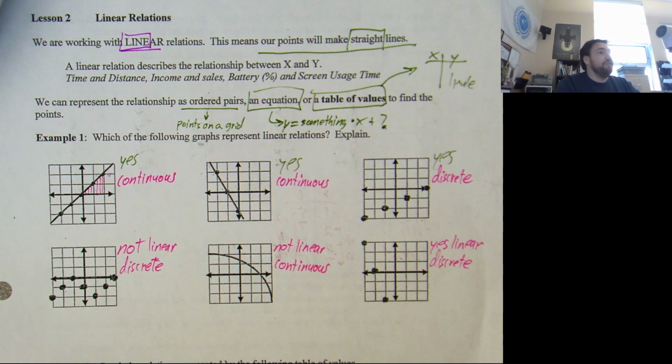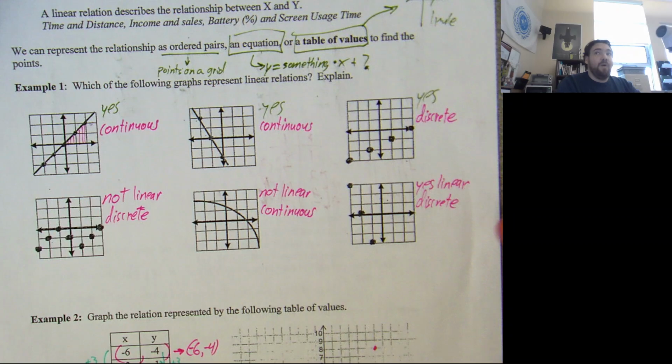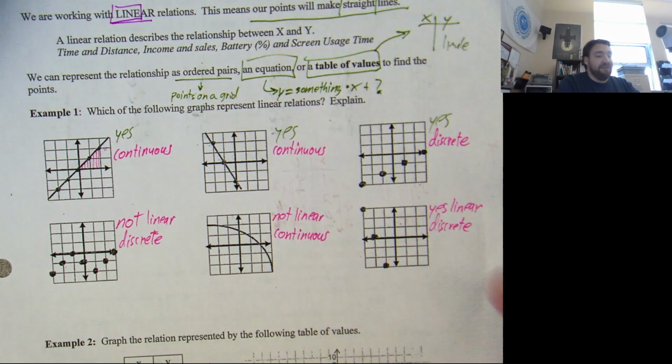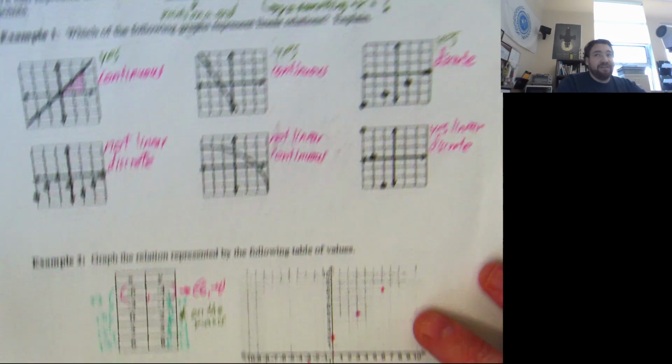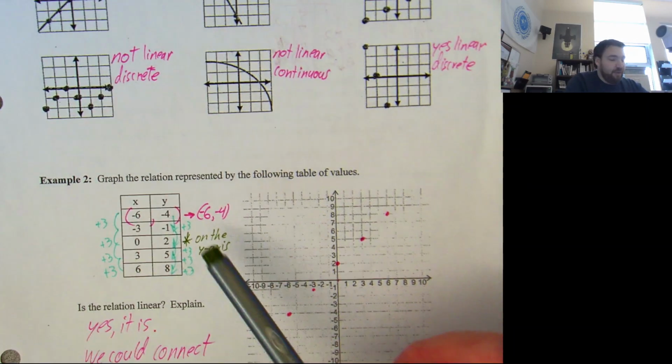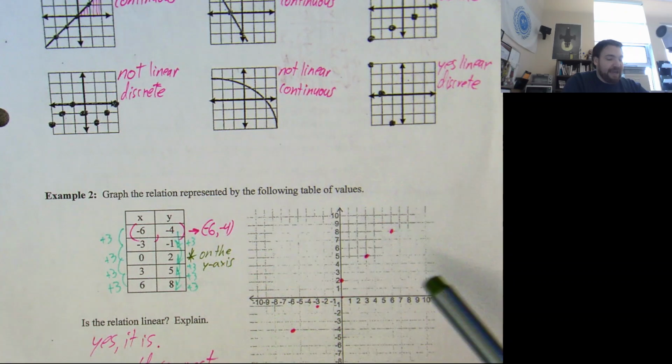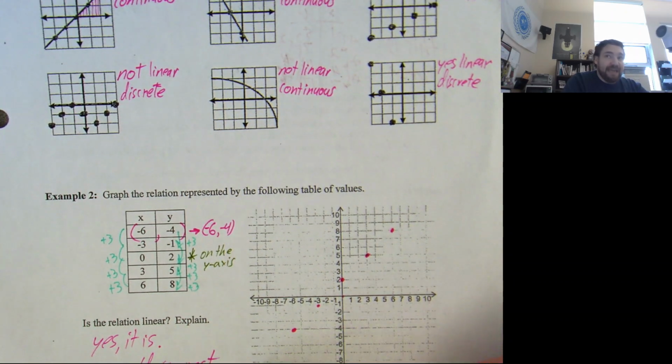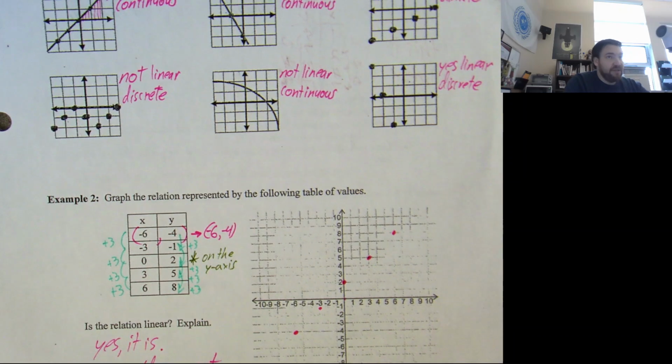Yesterday, we started talking about linear relations. We looked at what makes relations linear as they are demonstrated on a graph. We looked at what linear relations look like when you take them from a table and plot them on a graph. If you can draw a straight line through it, the thing is linear.